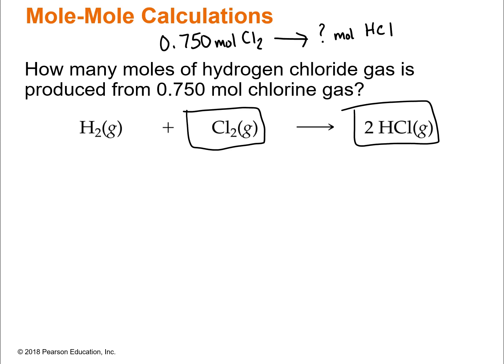First step with these mole to mole calculations is always writing out the mole ratio. Once you've set up your problem, restated your question, you write those mole ratios. There's no coefficient in front of the chlorine gas, so you write 1. There's a 2 in front of the HCl. You write that as 2 moles. Then you write the reciprocal.